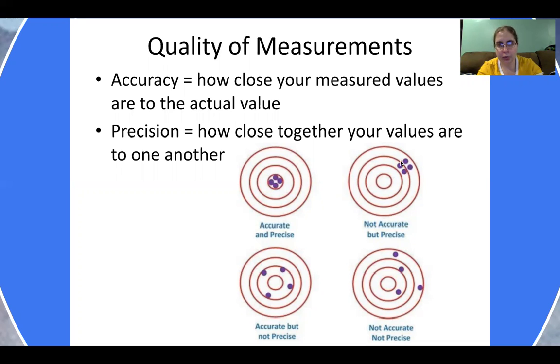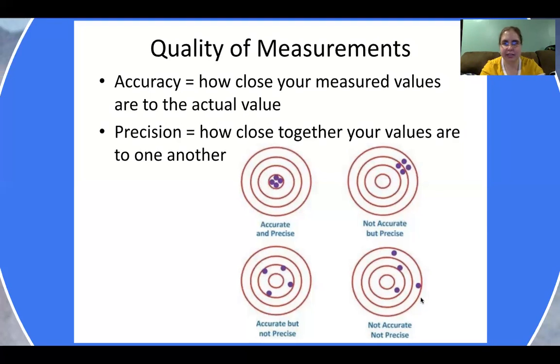Here, they're nowhere near the bullseye, but they're still together. So it's not accurate, but it is precise. Here, they're close to the bullseye, but they're not together. So it's accurate, but not precise. And here, they're not close to the bullseye, and they're not together. So not accurate and not precise.